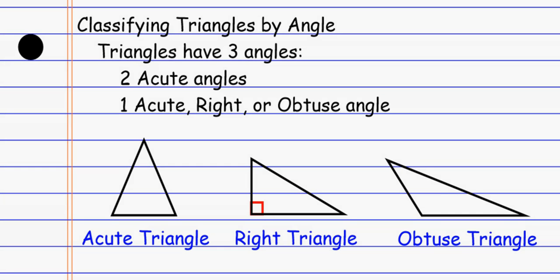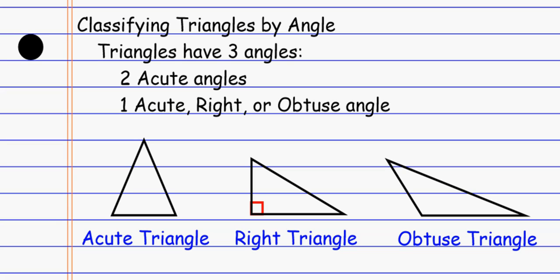So one of the ways that we classify triangles, one of the ways that we name them, is by the angles that they have. The two big ways are by the angles or by the sides. So, classifying triangles by the angles: remember that triangles have three angles. Literally the word triangle, tri means three and angle means angle.